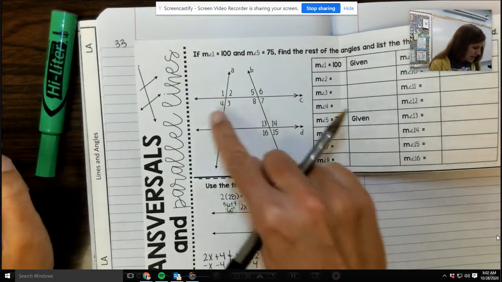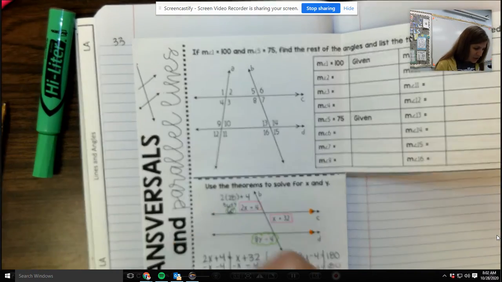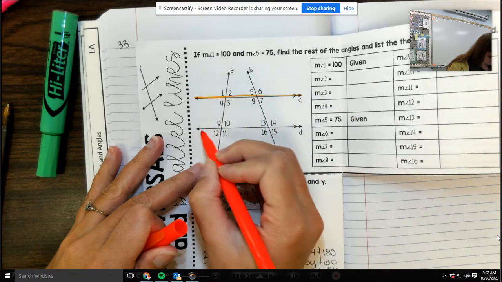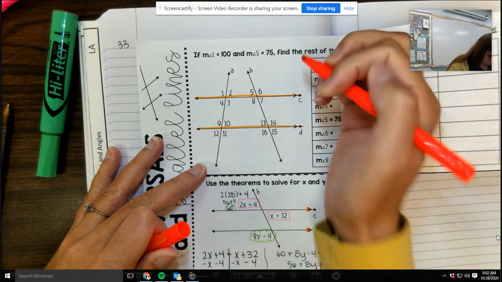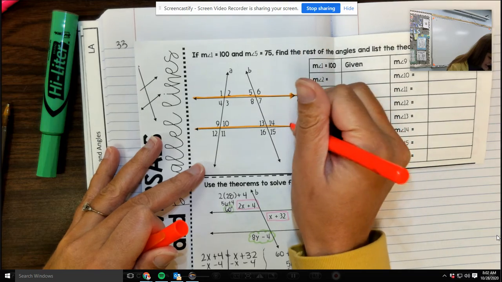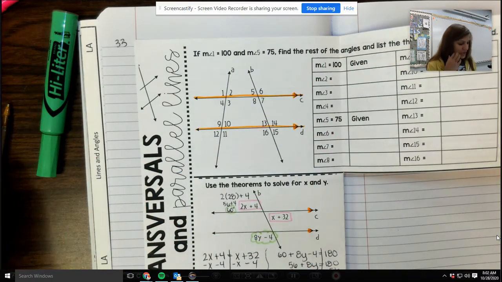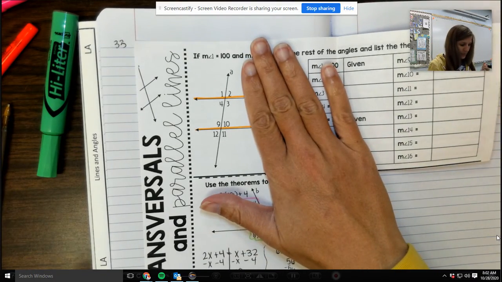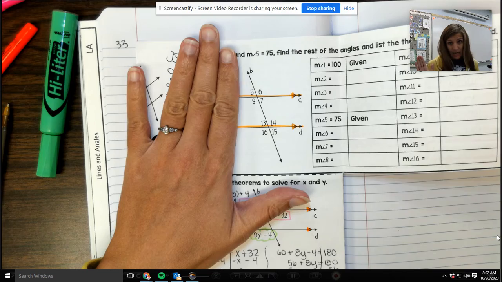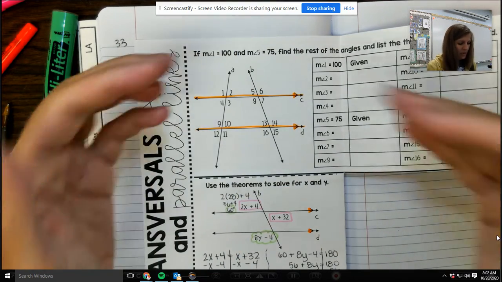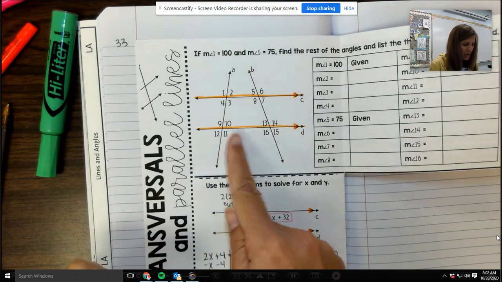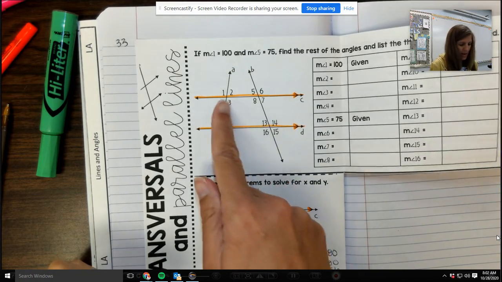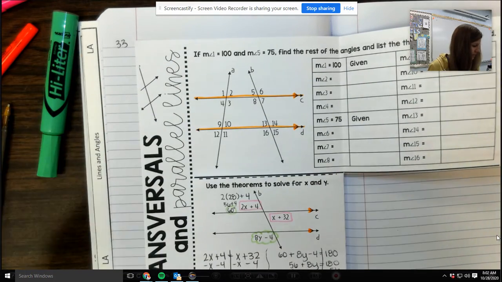So in this picture here, they are showing me that lines C and D are parallel, and I can tell because of the little extra arrows on there. And I really have two different transversals I can look at. I can look at transversal A, or I could look at transversal B. But I always want to refer back to the parallel lines. I don't ever want to travel from A to B, because these are not parallel lines.